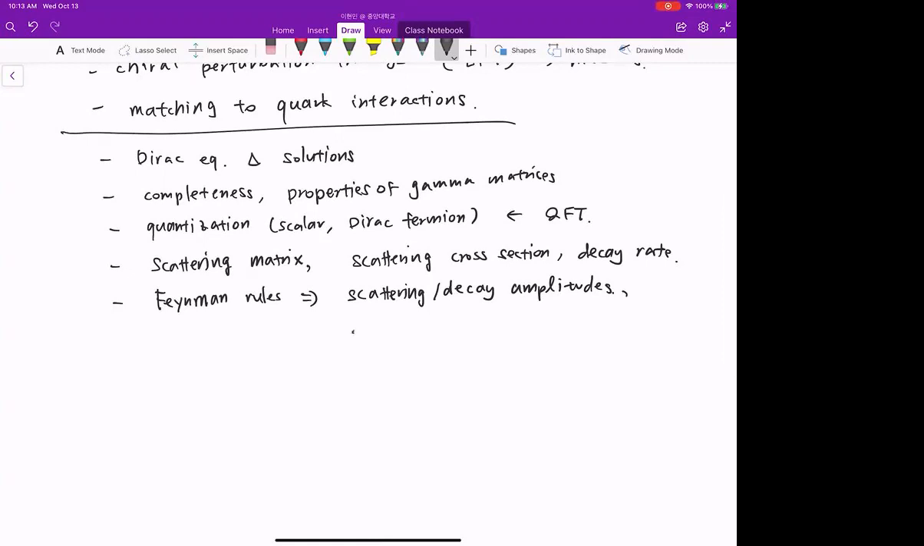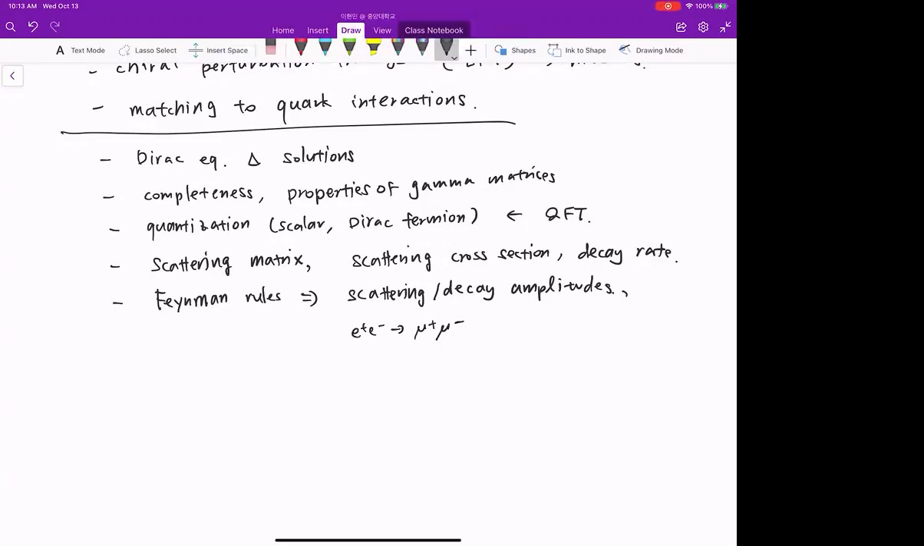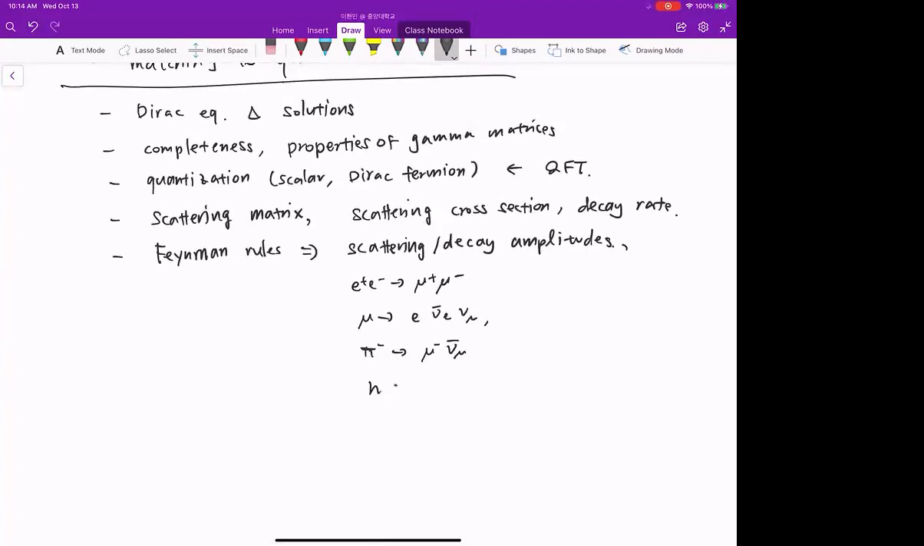So the well-known problem is the scattering amplitude from e+ e- going to a mu+ mu- pair, and also muon decay. And also we are going to discuss chiral perturbation theory. So I'm going to discuss decay of charged pion. Of course, in the case of Higgs, we also have Higgs decay into a fermion pair, etc. There is a lot to discuss, and also Higgs production.